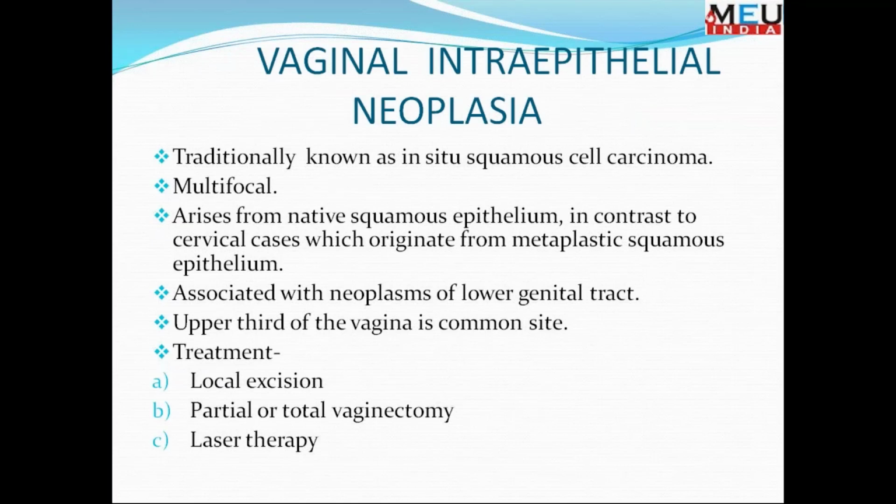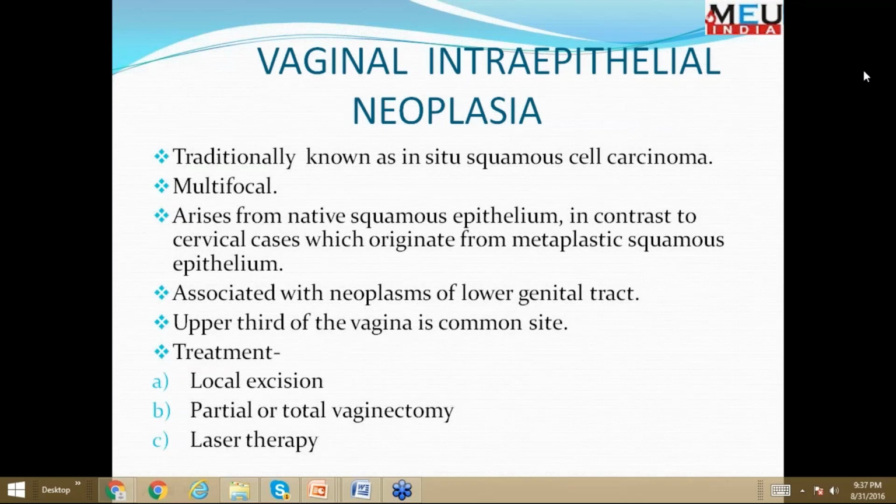Vaginal intraepithelial neoplasia is traditionally known as in situ squamous cell carcinoma. It is multifocal and arises from the squamous epithelium, in contrast to the cervical cases, which originate from the metaplastic squamous epithelium. It is associated with neoplasms of the lower genital tract. The upper third of the vagina is the commonest site. The treatment is local excision, partial or total vaginectomy, or laser therapy.